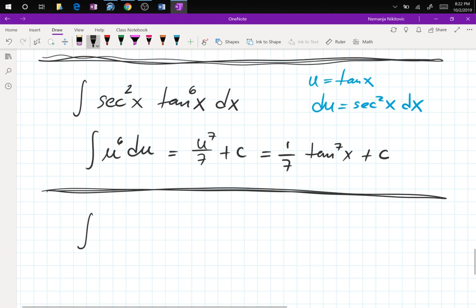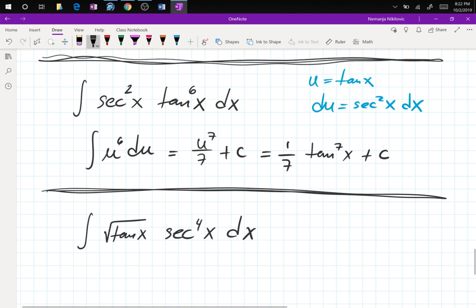What happens if you see a problem like this? Square root of tangent x secant to the 4th x dx. That's a possibility. You say tangent x is under the root, so that's definitely going to be my u. Great. The derivative of tangent is secant squared, but you have secant to the 4th. So what do we do?